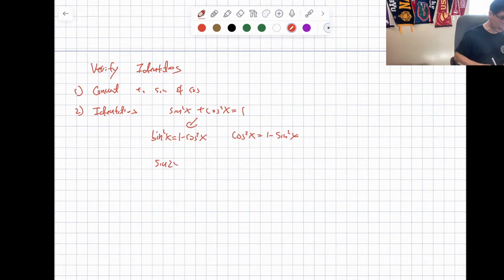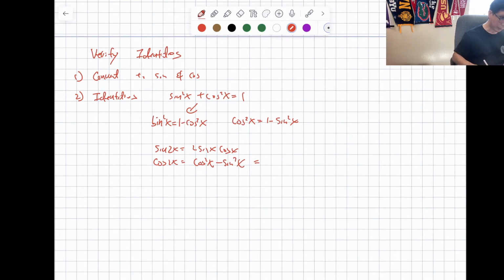Even double angle identity. Cosine of 2x can be cosine square of x minus sine square of x. You can use that. Or you can use 1 minus 2 sine square of x, or equal to 2 cosine square of x minus 1. So you can have a lot of identity you can work with.